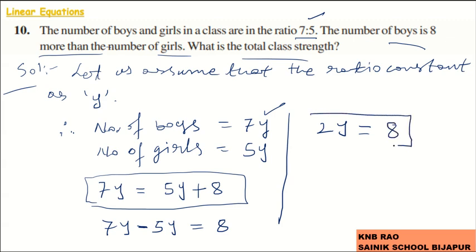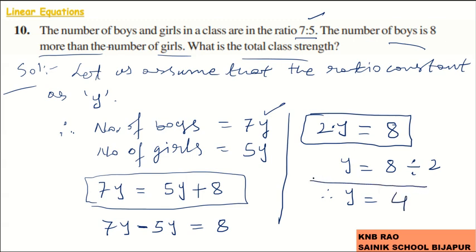So, 2y equals 8. Now, we have to solve it. Here 2 is a multiplicand, if it comes this side, it does division, becoming a divisor. So, therefore, y equals 8 divided by 2, which is 4. So, the moment we got the value of y, which is the ratio constant, now I can say the number of boys and the number of girls, or even the total strength of the class.